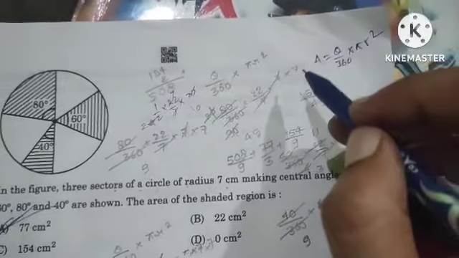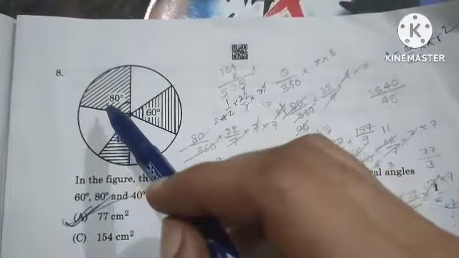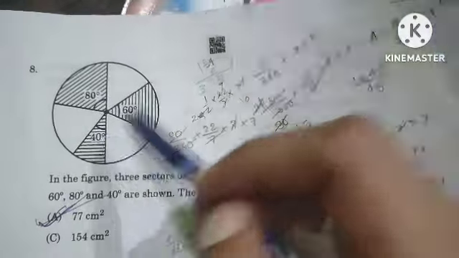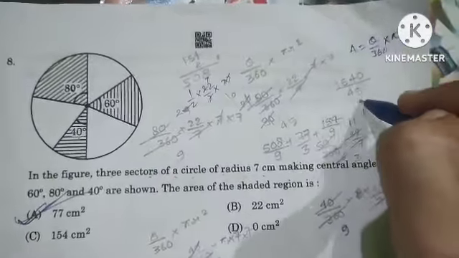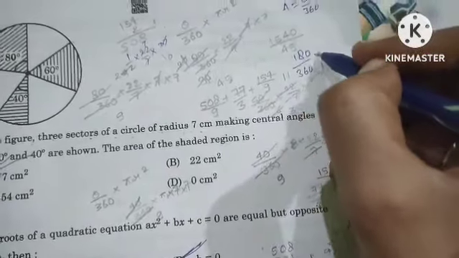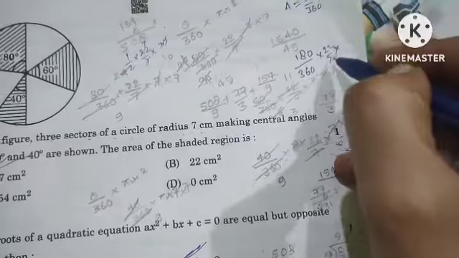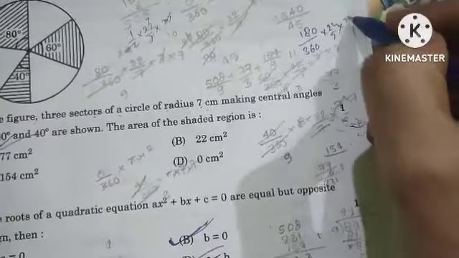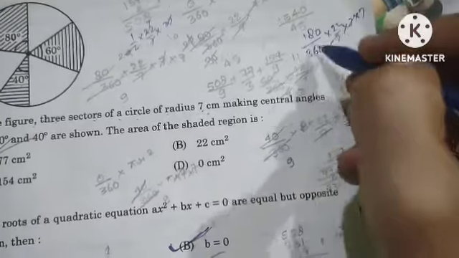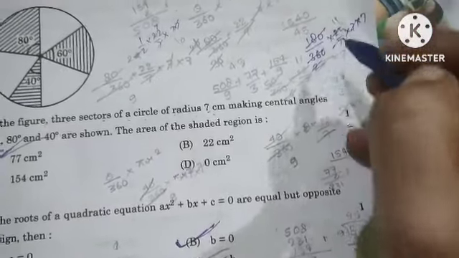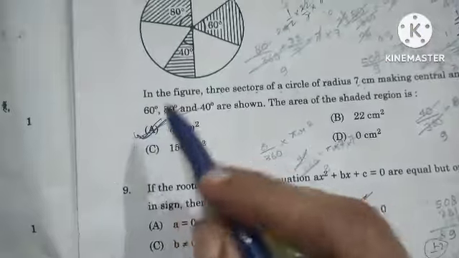So now we can sum all the angles at the center. 80, 60 and 40 is equal to 180 degree upon 360 into 22 by 7 into r square. What will be r? r is equal to 7 centimeter. So 7 into 7, 7 cancel out. 180 2 is 360, and 2 11 is 22. That is equal to 77 centimeter square, and the option is correct.